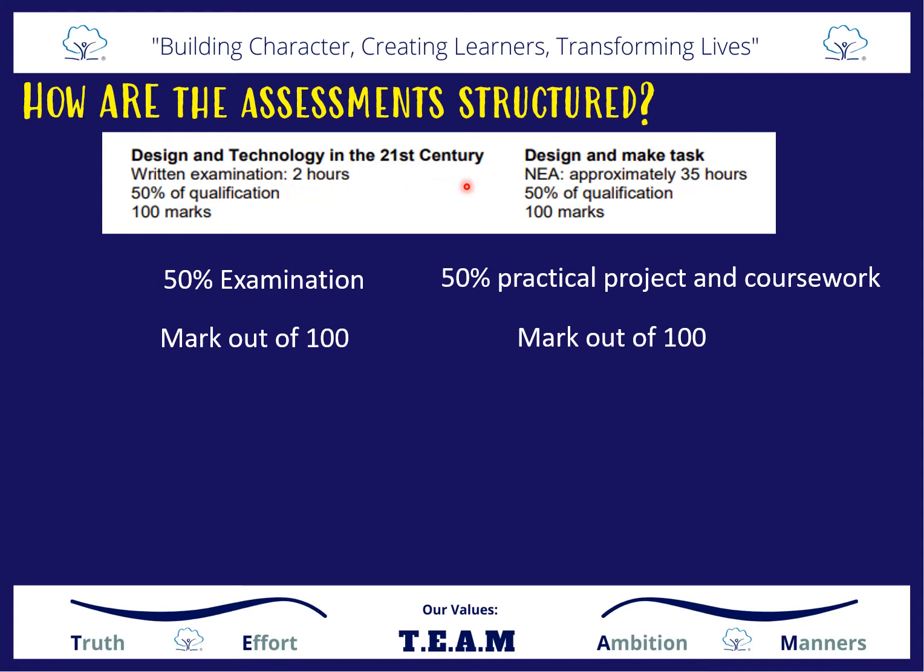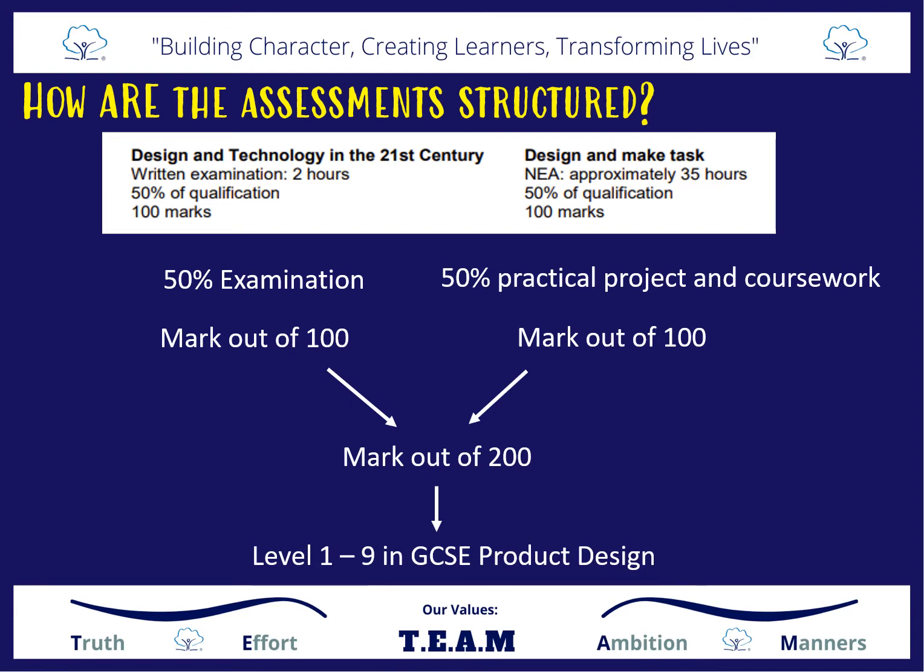The remaining 50% is down to a major design and make task which is completed during year 10 and year 11. Both of these two areas, which represent 50%, will be marked out of 100. At the end of year 11, each student studying product design will therefore have a mark out of 200. The exam board use grade boundaries and turn this mark out of 200 into a level 1 to 9 in GCSE product design, which each student will be rewarded with on completion of each two areas.